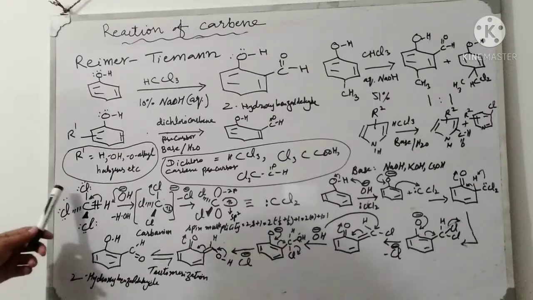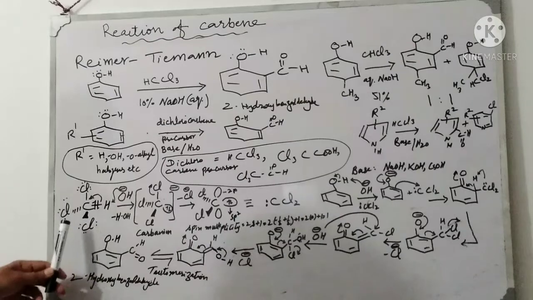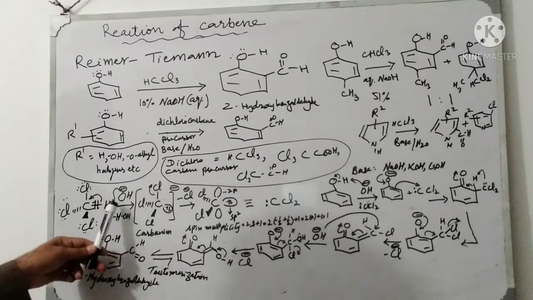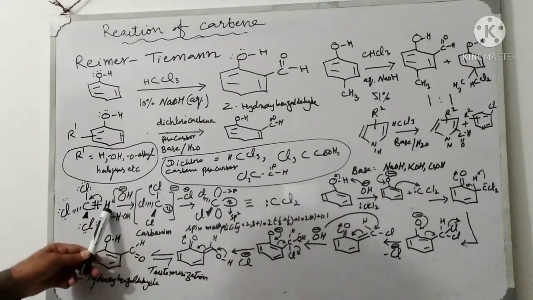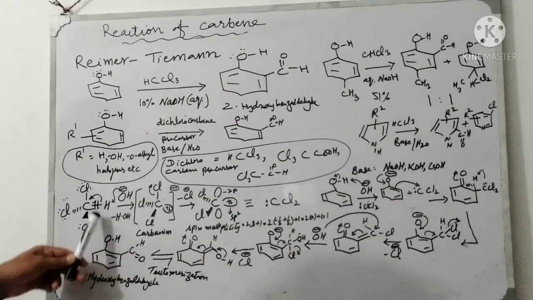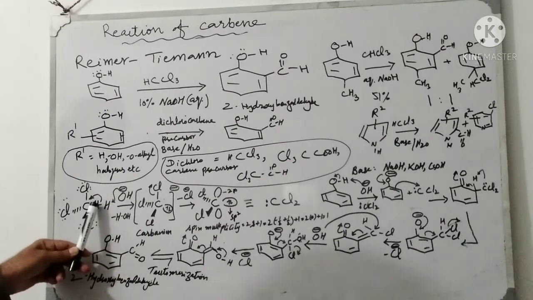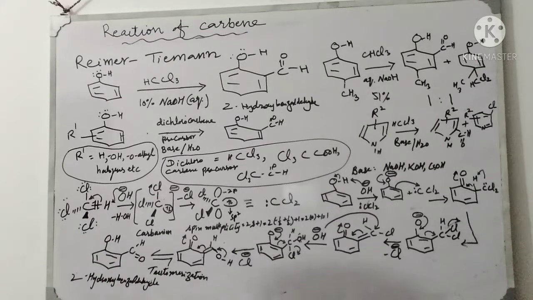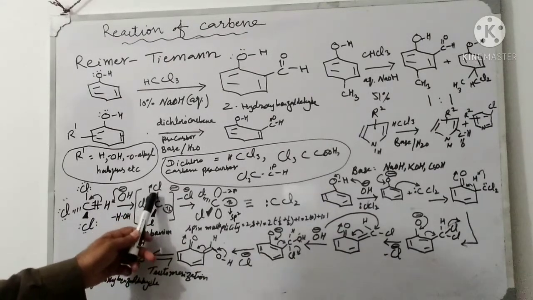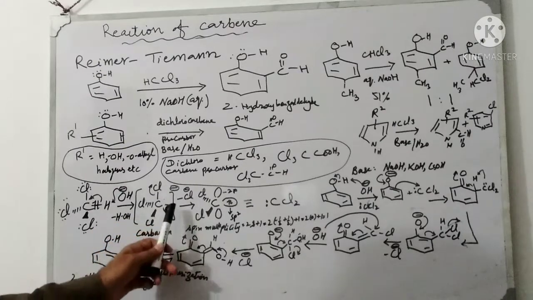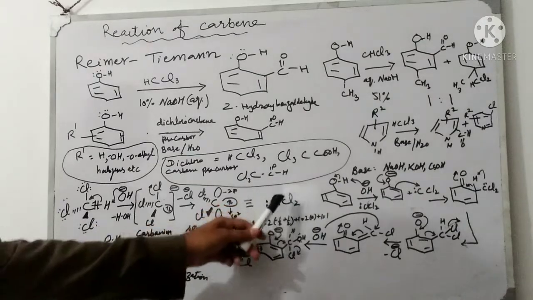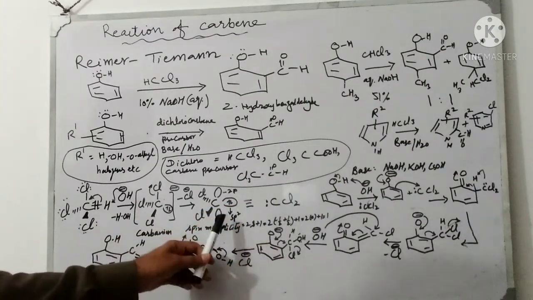So this is the mechanism of this reaction. We start from chloroform, treated with a strong base like sodium hydroxide. Sodium hydroxide takes one proton of the chloroform, and the 2 electrons in the single covalent bond shift to this carbon to generate a carbanion. From this carbanion, a chloride ion leaves with its 2 electrons, and this forms dichlorocarbene. This dichlorocarbene is in singlet form.